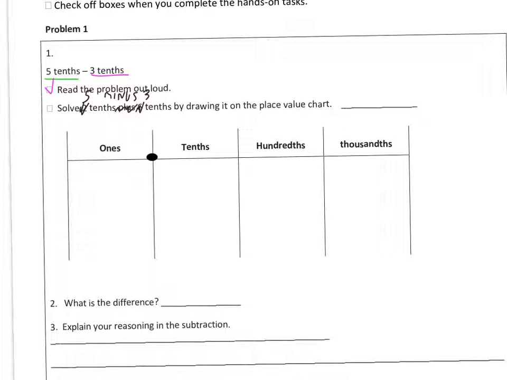So let's see, tenths. We've got 5/10, 1, 2, wrong color. You know I like my color coding. 1, 2, 3, 4, 5. Cool. Minus 3/10. 1, 2, 3. All right, so I have 2/10 left. So 5/10 minus 3/10 equals 2/10. So what's the difference? 2/10.